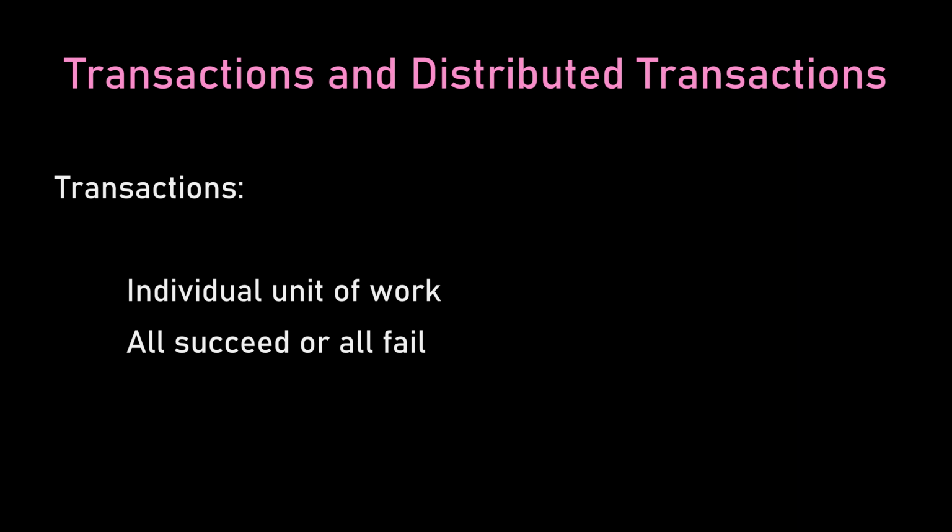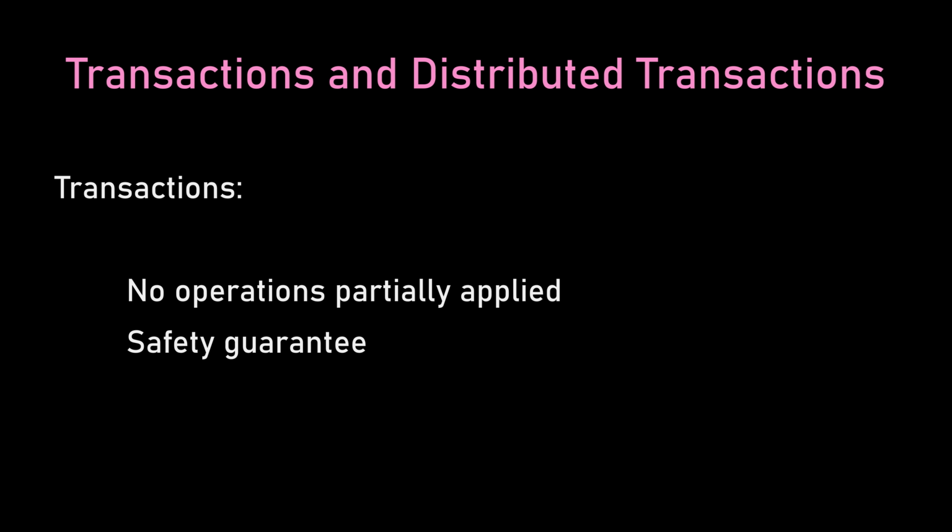So a transaction is an indivisible unit of work composed of multiple operations which either all succeed or all fail. We'd like to prevent this possibility of entering a so-called illegal state, so that's an in-between state with operations only partially applied. So a transaction contains a special safety mechanism that guarantees such an unintended scenario will not occur.